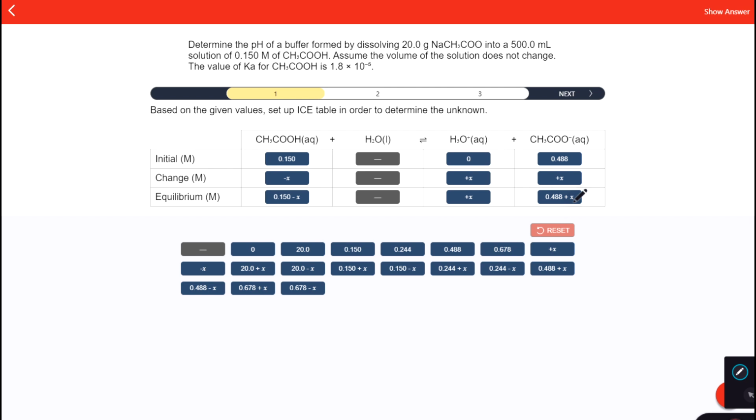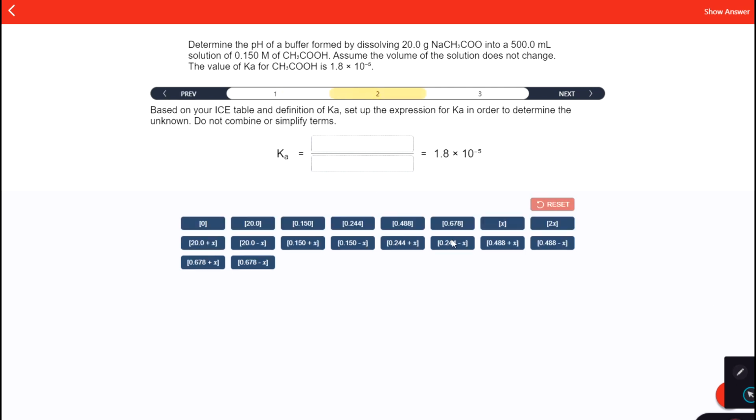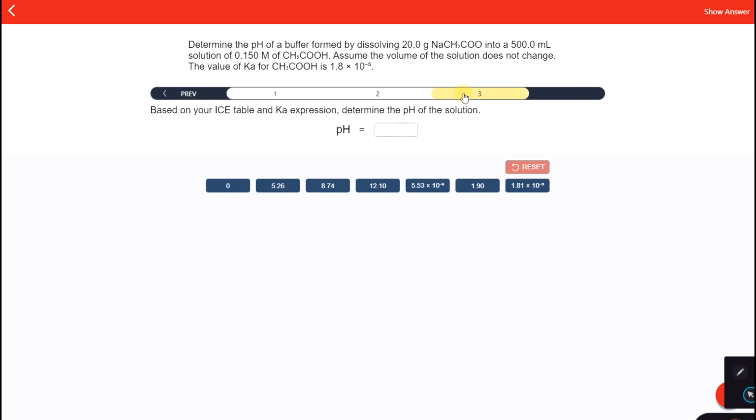So we got 0.488 plus X on the top, and 0.150 minus X on the bottom. So here's our 0.488 plus X. We have just an X, and then we have 0.150 minus X on the bottom. So that's step 2. Step 3 is to solve for pH.